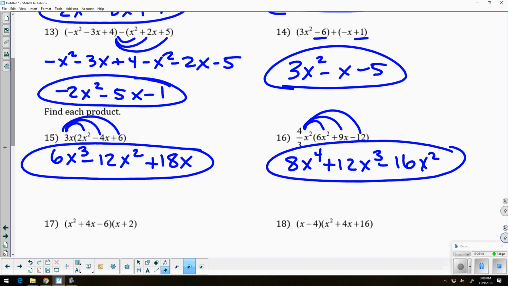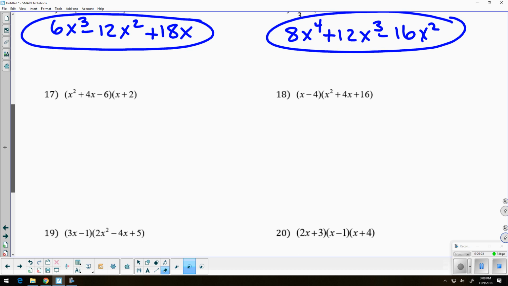And there you go. Okay, number 17, now we're multiplying a trinomial times a binomial. You basically just want to FOIL here, same exact idea as foiling. So what I'm going to do is take this x squared and distribute that to both terms first. So x squared times x is x cubed, and then x squared times 2 is 2x squared. Okay, so I'm done using that.